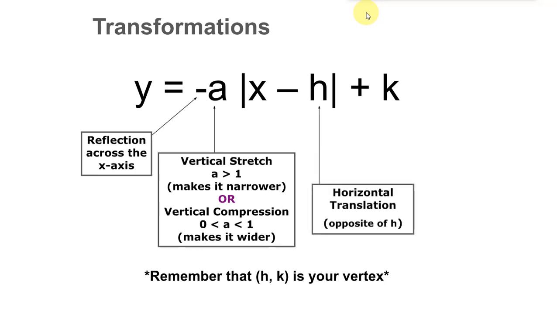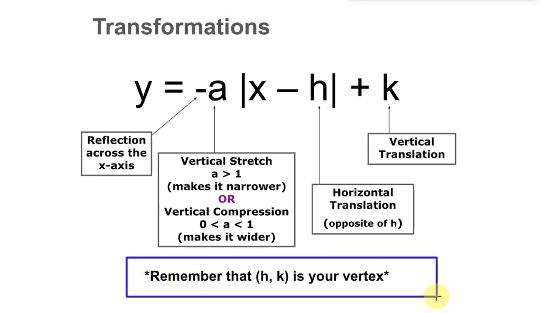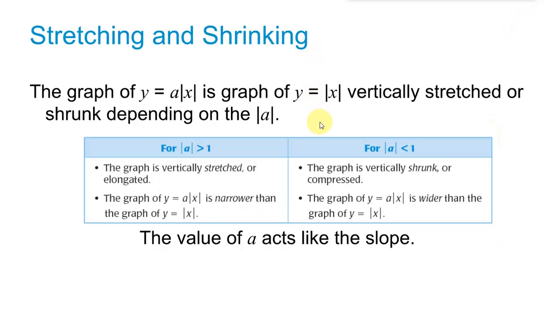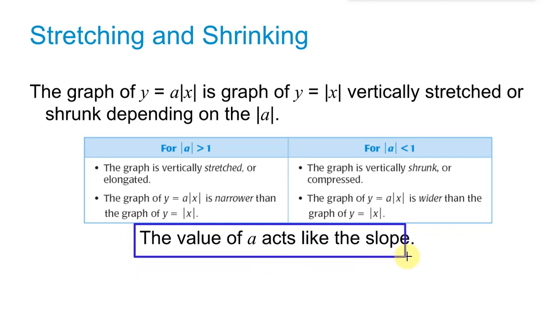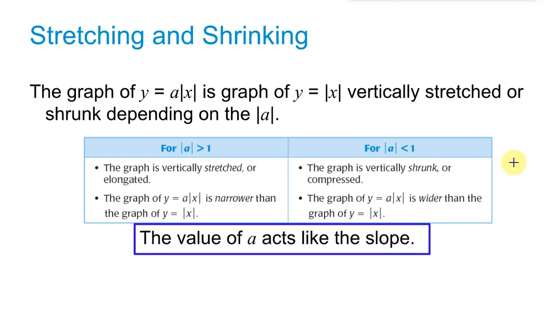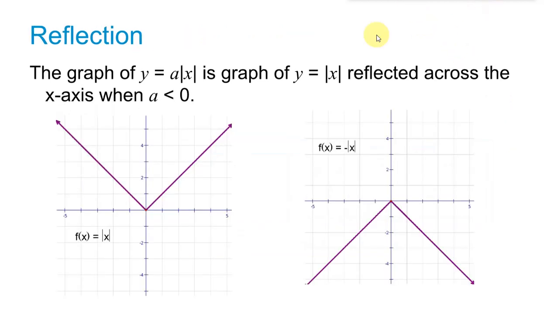And then the h, that's going to tell us whether the graph shifted to the left or the right. And then the last thing is the k, the number at the end. That's going to tell us whether the graph shifted up or down from our parent function, the V at the origin. So remember, (h, k) is the vertex of our absolute value function. And also keep in mind that this a in front of the absolute value acts like the slope, because remember, our function is really just two lines. They have the same slopes.